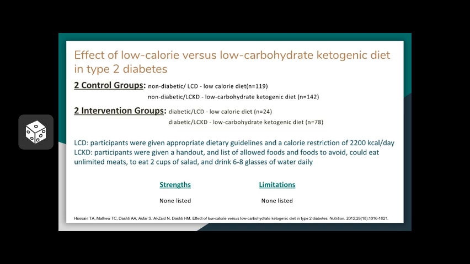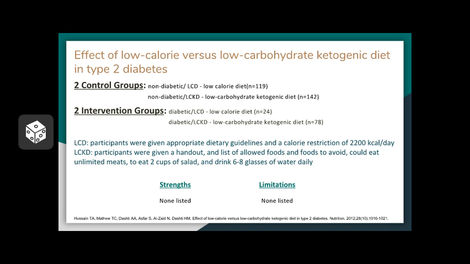So for the low-calorie diet, participants were given appropriate dietary guidelines and a calorie restriction of 2,200 calories per day, whereas for the low-carbohydrate ketogenic diet, participants were given a handout about ketogenic diets and a list of allowed foods and foods to avoid. They could eat unlimited meats.